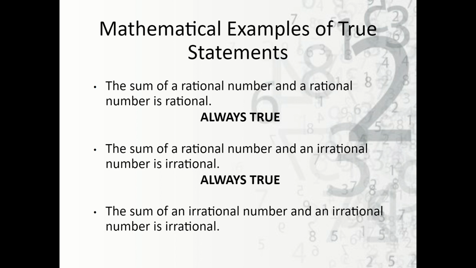And the sum of an irrational number and an irrational number is irrational. So if I add pi and pi, I get 2 pi. Well, that's irrational. So it's at least sometimes true. But what if I add pi and negative pi? Well, if I add those two together, I get 0, which is not irrational. So therefore, this is sometimes true.